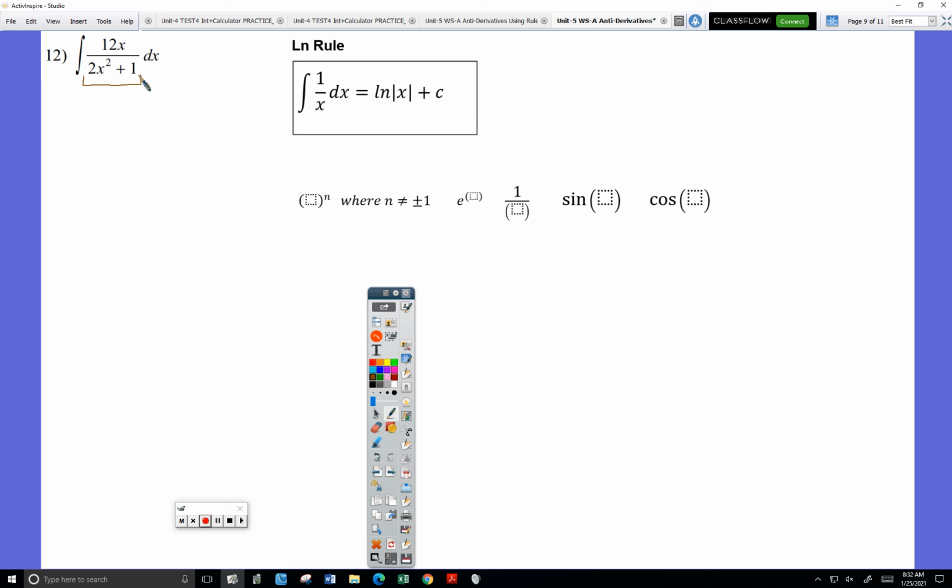So in this situation, I can rewrite that antiderivative as two functions that are multiplying. The two functions are 1 over 2x squared plus 1, multiplied by 12x over 1. So I indeed do have two functions that are being multiplied. Questions?